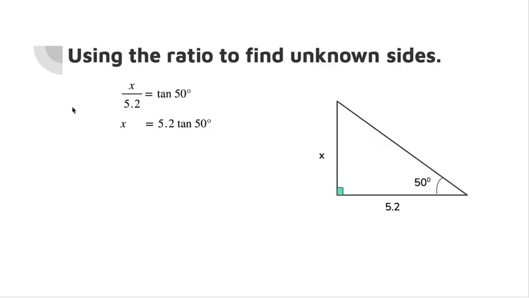Now we will see how we can use the ratio to find unknown sides. So remember that when we know the angle, we will know the ratio of these two sides. So we can write our statement as x/5.2 will be the ratio, which is tangent 50. And then we need to multiply by 5.2 to get x. And in this case, x is 6.2.